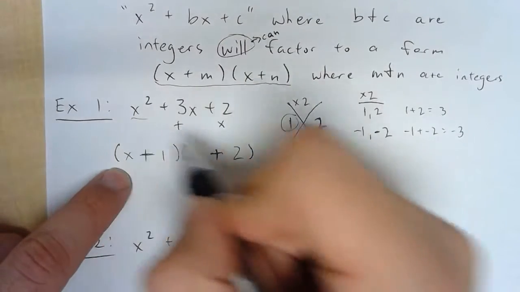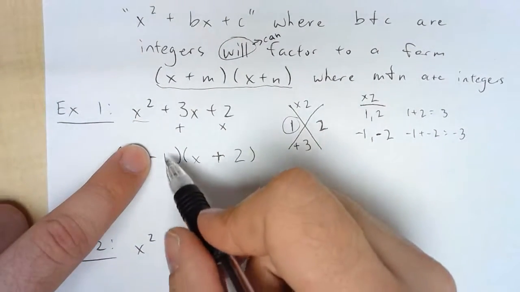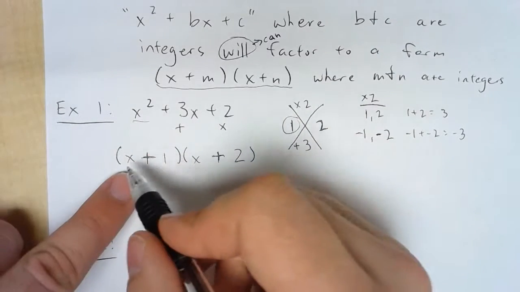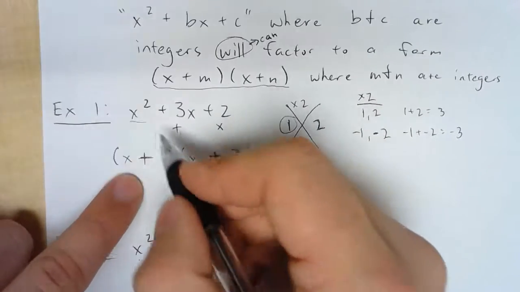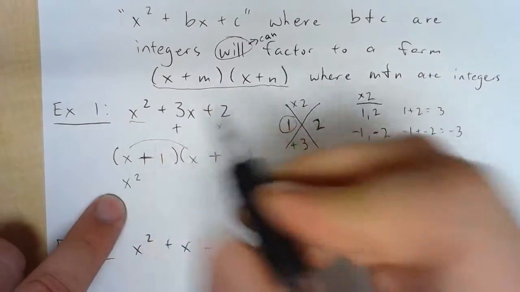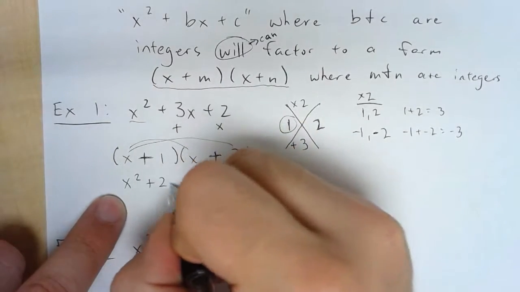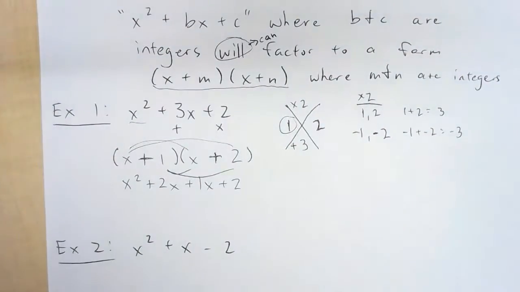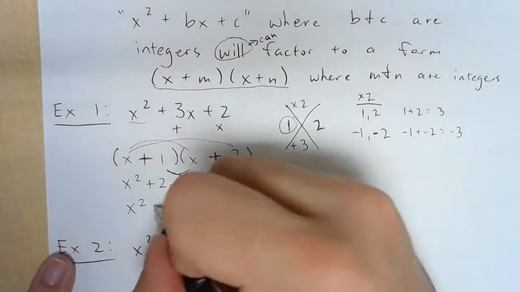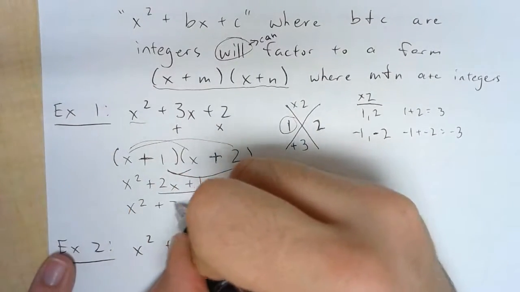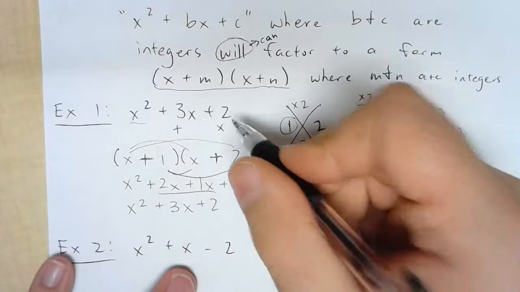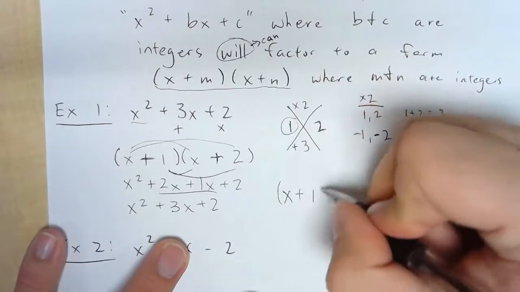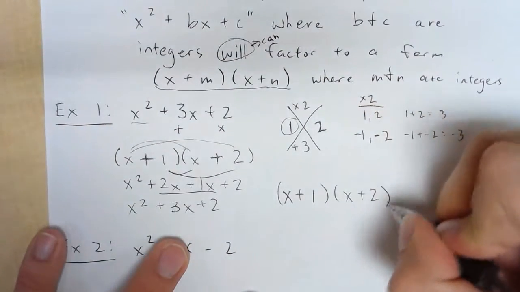So first term times first, we're going to distribute here. If we had just this one, we distribute to both of these, and if we had just this one, we distribute to both of these. Unfortunately, we have both terms, so we need to distribute both times. So x times x is x squared, x times 2 is 2x, 1 times x is 1x, and 1 times 2 is 2. When I combine my like terms, I'm going to have x squared, my like terms are here, plus 3x plus 2, which was my original problem. So that says the fully factored form of this trinomial is x plus 1 times x plus 2.